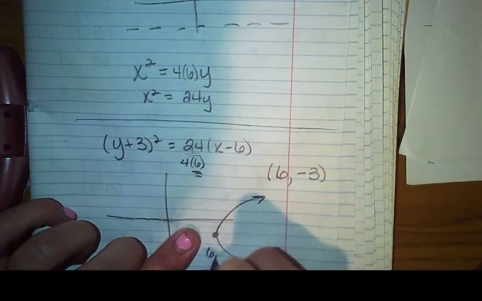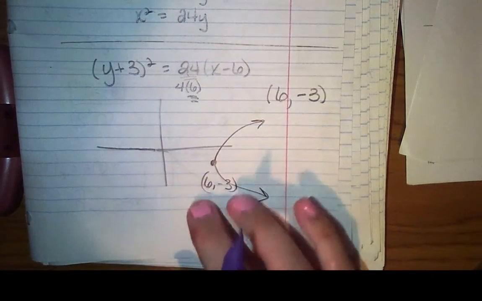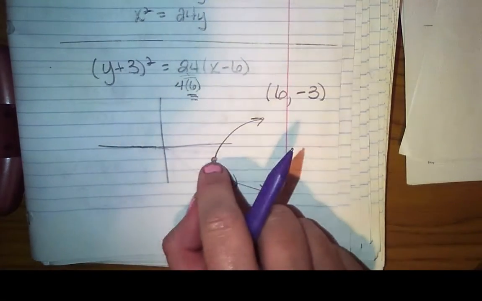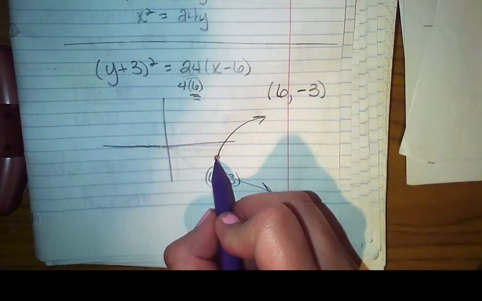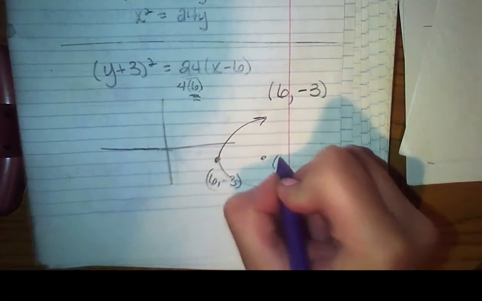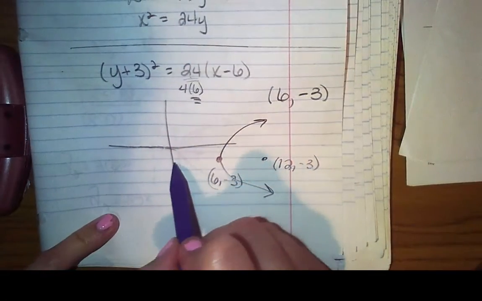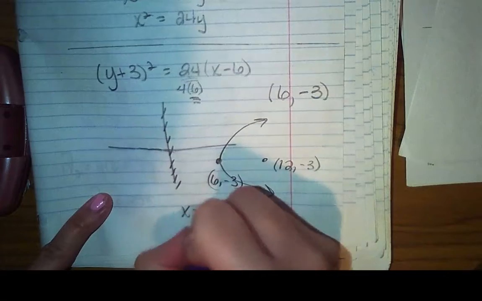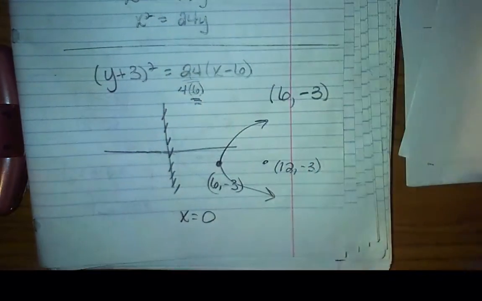From this point, which is 6, negative 3, you're not changing the height of this thing. You're only changing how far left and right it goes. So your negative 3 will stay. How far this way do I need to go? I need to go 6 units. So if I'm at 6 and I go 6 units, then my focus must be at 12, negative 3. And if I go this way 6 units, then my directrix must slice through the x-axis at 0. So I went this way 6 and this way 6. So that is that one.